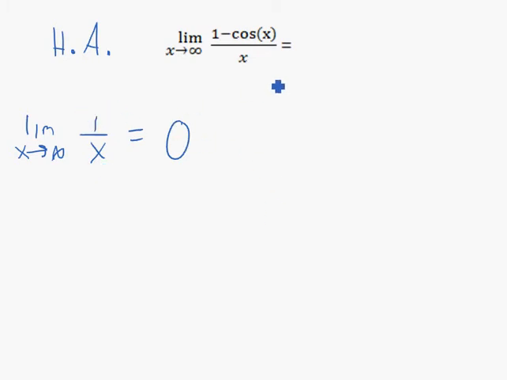So let's take a look at this. If x goes to infinity, well, cosine of x, no matter how big x gets, cosine is always stuck between -1 and 1. Cosine's graph looks like that guy, okay? So this is cosine of x. So cosine of x is always stuck between -1 and 1. So 1 minus that number is just going to be some small number. 1 minus 1 is 0, and 1 minus -1 is 2. So 1 minus cosine x is always stuck between 0 and 2.